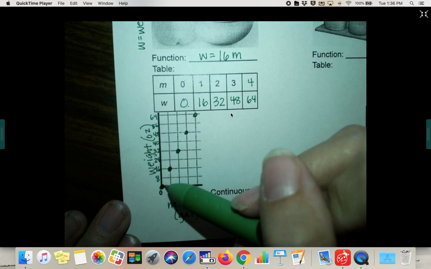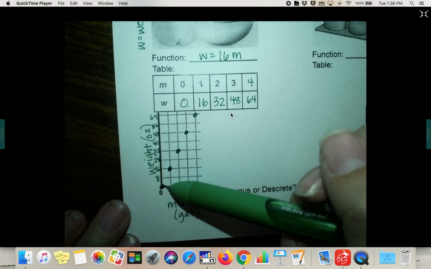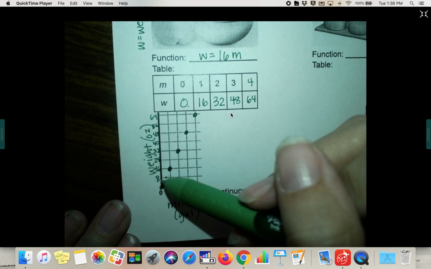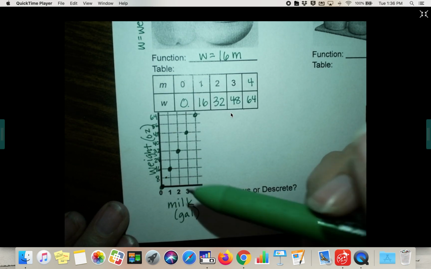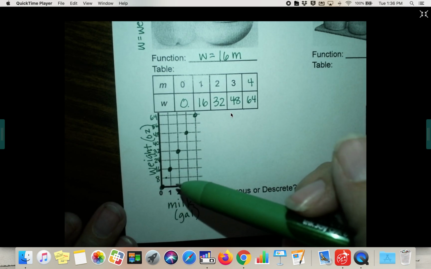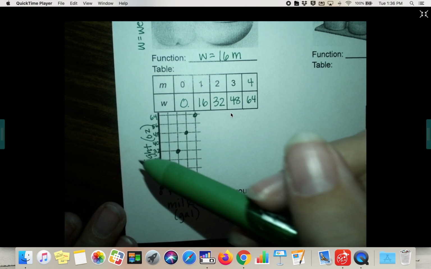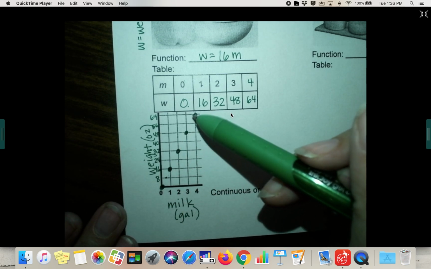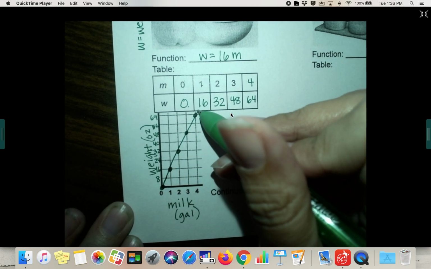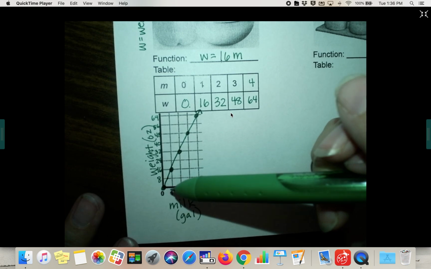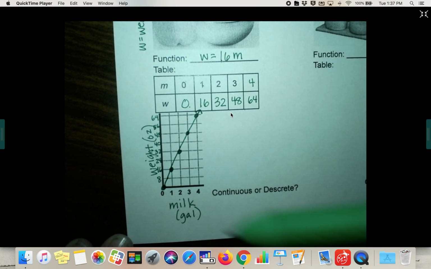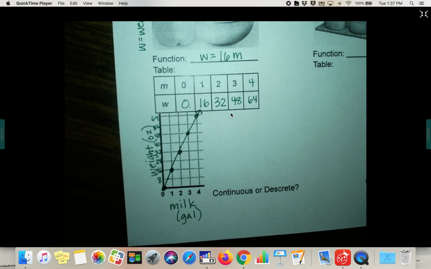If I only make half a gallon of milk, if it was somewhere in between here, would that make 8 ounces of cheese? If I did an in-between amount, it would. You don't just make cheese by the 1 gallon of milk. You could make partial amounts. So actually it does make sense here to connect the points and to put an arrow at the end, because if I make a partial amount of a gallon of milk, it will make a partial amount of ounces. So this would be continuous.